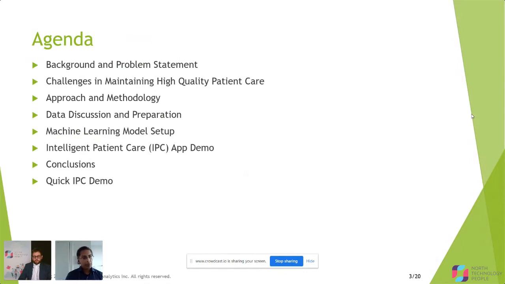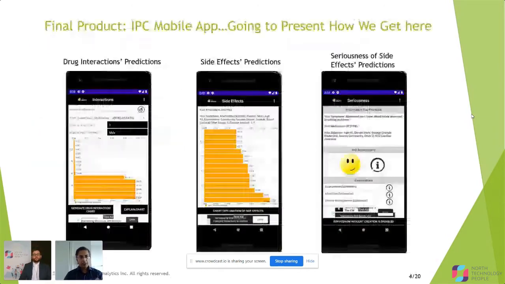I'm a data scientist by trade and nature, so I'm going to go through the approach and methodology of how we solve this problem, and some of the discussions on data from Health Canada and the FDA. What sort of machine learning models did we formulate mathematically? Then we're going to get to the final product, which is called the Intelligent Patient Care app that I'm going to demo as well, some conclusions and the demo of the app. This is where we're going to get to, right? So you guys just hang in for about 15 minutes.